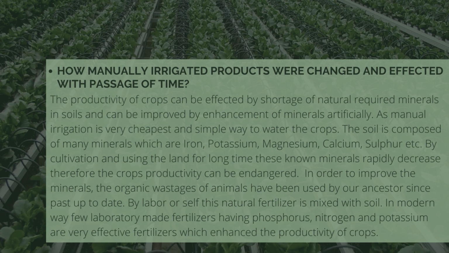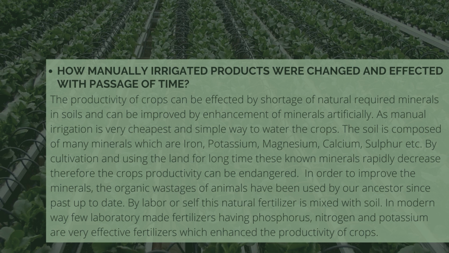The productivity of crops can be affected by a shortage of natural required minerals in soil and can be improved by enhancement of minerals artificially. The soil is composed of many minerals which include iron, potassium, magnesium, calcium, sulfur, etc. By cultivation and using the land for long periods of time, these minerals can rapidly decrease in soil, therefore, the crop's productivity can also be endangered.